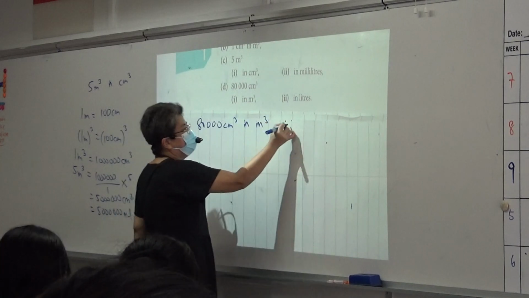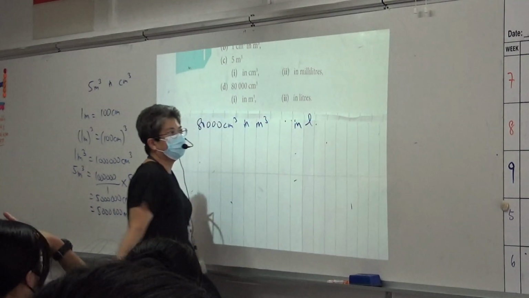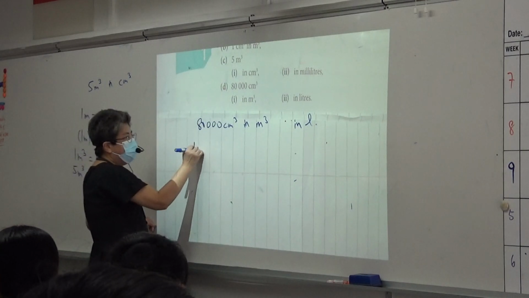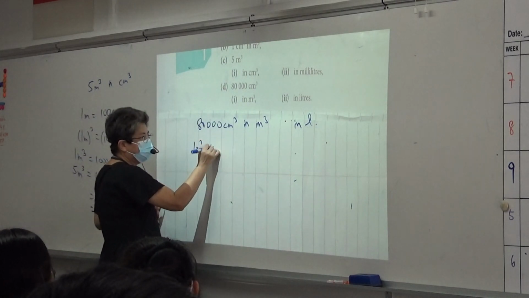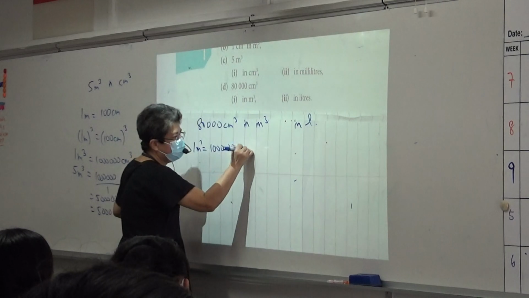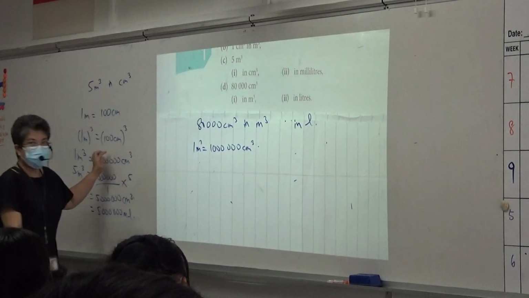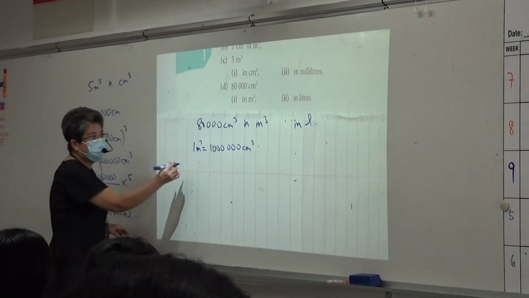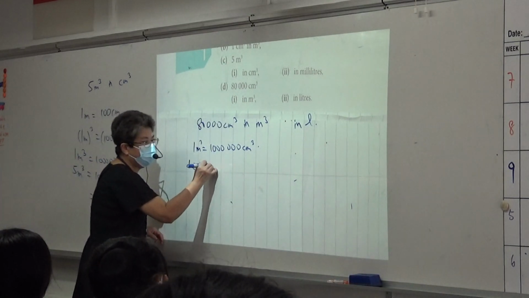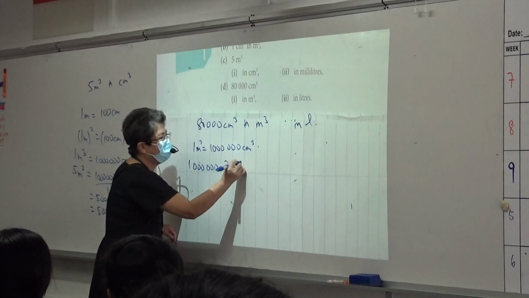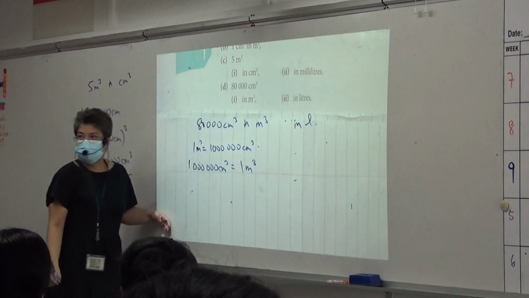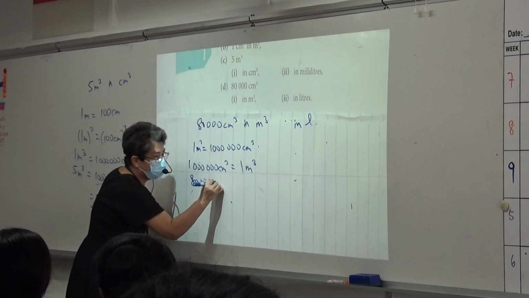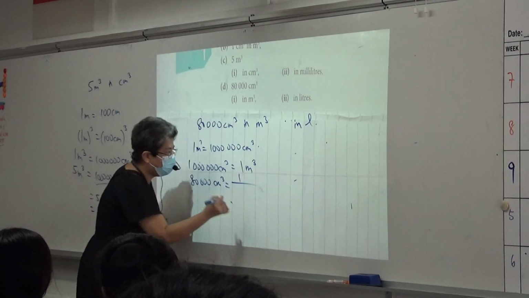First in meter cube, then in what? Liters. Now let's take a look. 1 meter cube is 1 million cm cube. We already know from here. Is that okay? Now I say to line them up, so I will put 1 million cm cube equals to 1 meter cube first. Then I find 80,000 cm cube equals to, this will be 1 over 1.